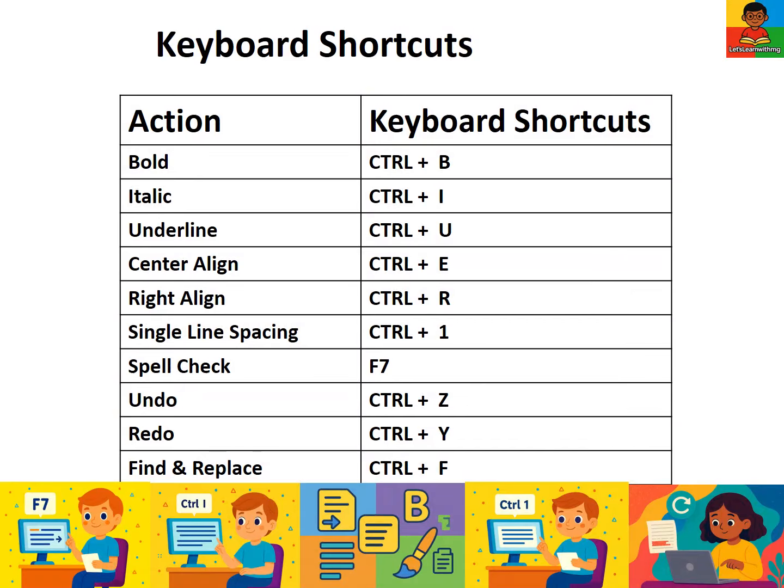Here are some useful keyboard shortcuts in OpenOffice Writer. Bold, Control-B. Italic, Control-I. Underline, Control-U. Center align, Control-E. Right align, Control-R. Spacing, single line spacing, Control-1. Spell check, F7. Undo, Control-Z. Redo, Control-Y. Find and replace, Control-F.